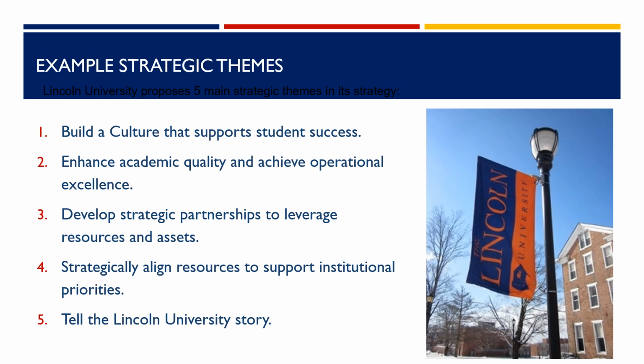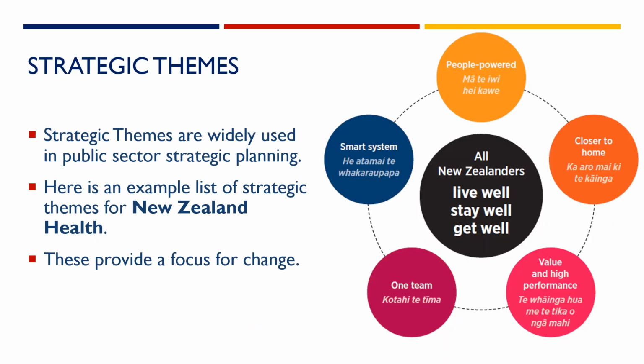Lincoln University proposes 5 themes in its strategy, including: build a culture that supports student success, enhance academic quality and achieve operational excellence, develop strategic partnerships to leverage resources and assets, strategically align resources to support institutional priorities, and tell the Lincoln University story. Strategic themes are widely used in public sector strategic planning. Here is an example list of strategic themes for New Zealand Health. These provide a focus for change.